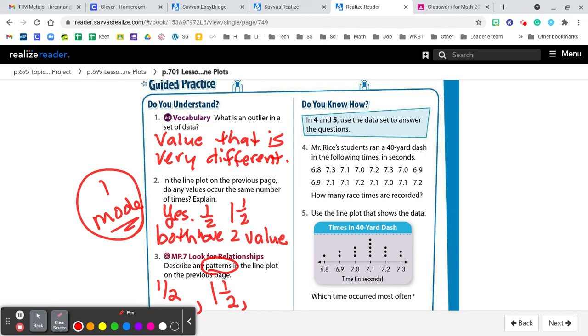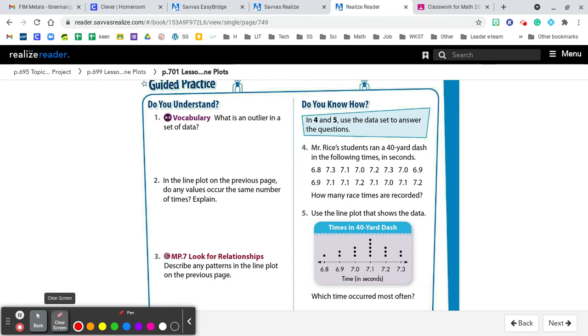Number 4, Mr. Rice's students ran a 40-yard dash in the following times and seconds. How many race times are recorded? So for that, we would just count up how many data points we have here. And so we count, and it's 16 altogether. 1, 2, 3, 4, 5, 6, 7, 8, 9, 10, 11, 12, 13, 14, 15, 16.